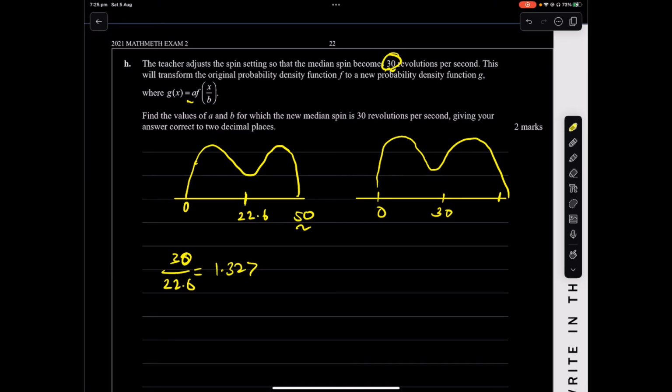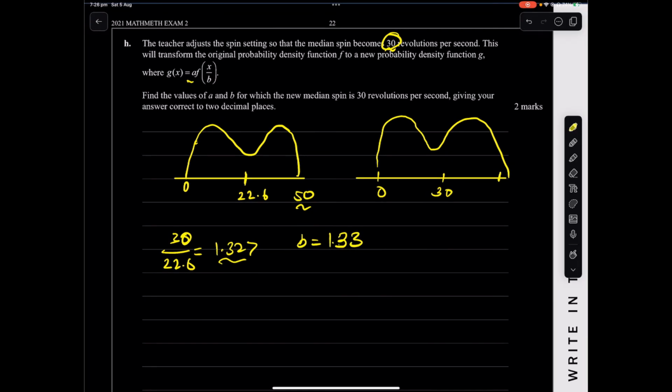Okay. Wait. Wouldn't this be your b value? Because b value is multiplied by x's because it's a dilation by a factor of b parallel to the x-axis. So it's been multiplied by x values. So if this is our ratio, isn't this just your b value? B is equal to that, 1.327. To 3 decimal places, it'll be that.